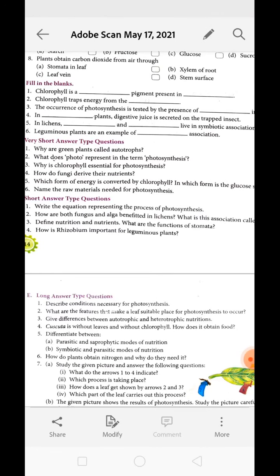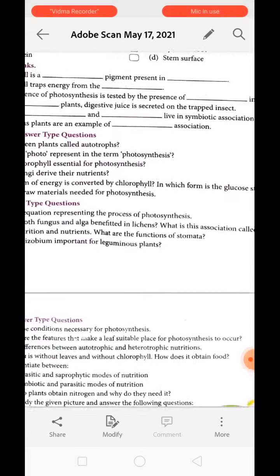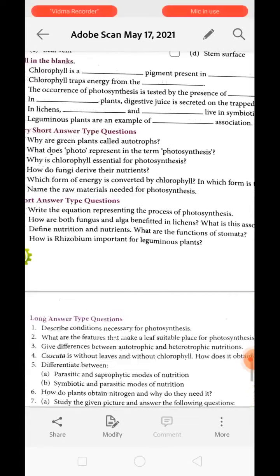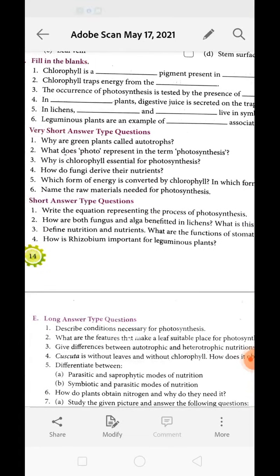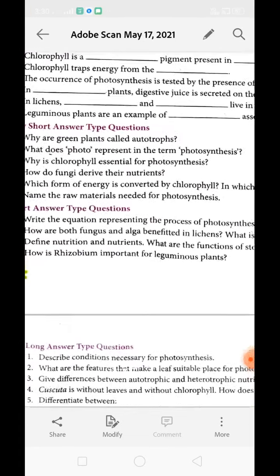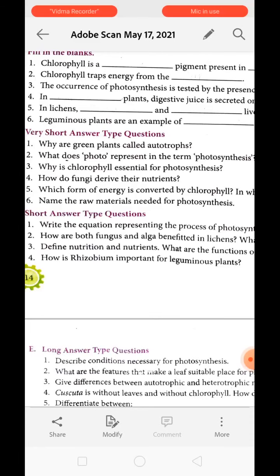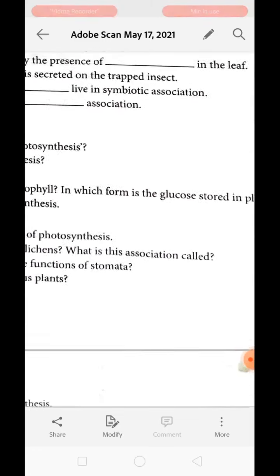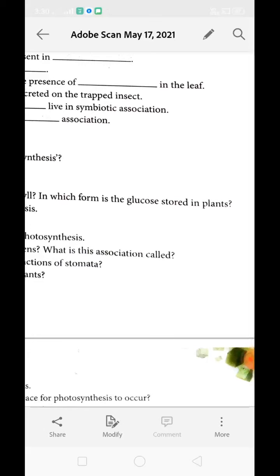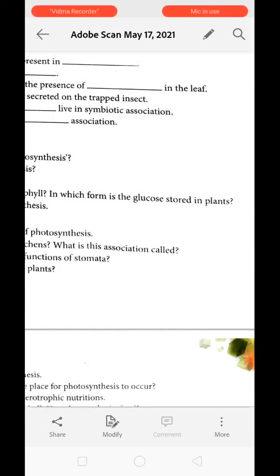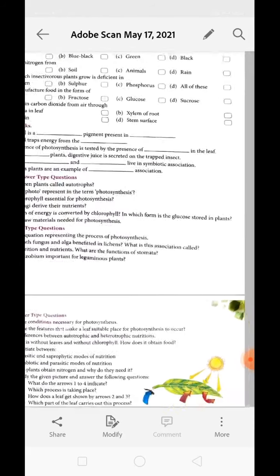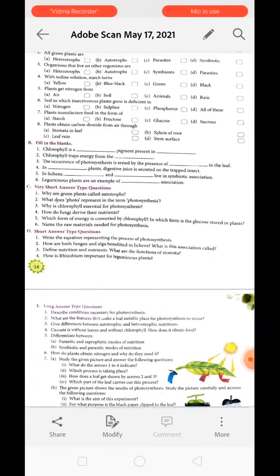Question number 5. Which form of energy is converted by chlorophyll? In which form is glucose stored in the plant? Solar energy is converted into chemical energy by chlorophyll. The first part is answered here. In the form of starch, glucose is stored in the plant cell.